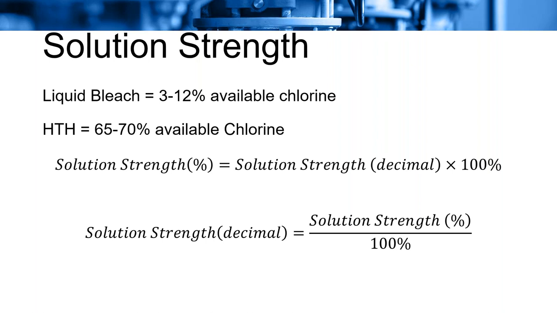The way that we solve for our solution strength is, if we have it in decimal form, we multiply by 100% to get our solution strength as a percentage. Or if we want to represent it as a decimal and we're given the solution strength as a percentage, like we see on top for our examples, we would divide that solution strength by 100% and we would get a decimal form. And this is important because gas chlorine is considered 100%, but for these other forms, you may need to use a decimal or the percentage to solve for the available chlorine that's actually in the solution.